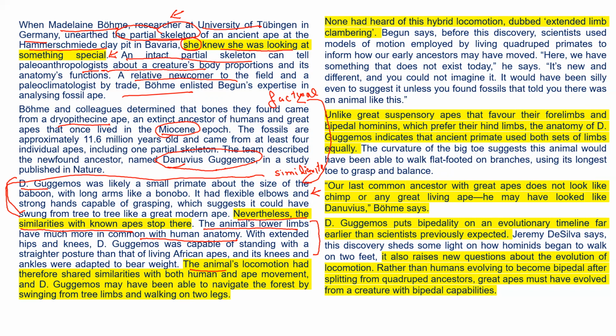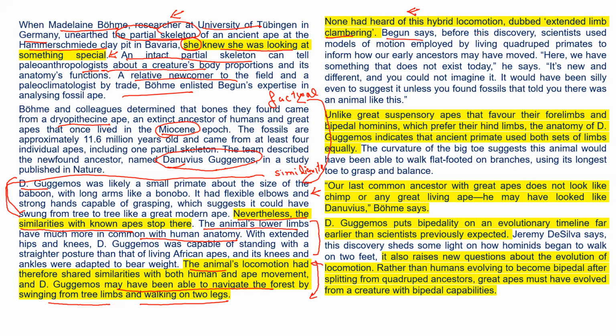The animal's locomotion had therefore shared similarities with both human and ape movement, and DG may have been able to navigate the forest by swinging from 3 limbs and walking on 2 legs. So this is an inference that they are trying to make, that they have some similarity with the ape, they have some similarity with the human, and that's how they must have been moving in the forest, swinging from 3 limbs and walking on the 2 legs. None had heard of this hybrid locomotion dubbed extended limb clambering. So an important line because no one has ever heard about it, and this is called extended limb clambering.